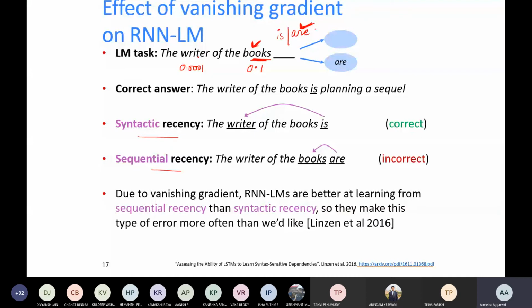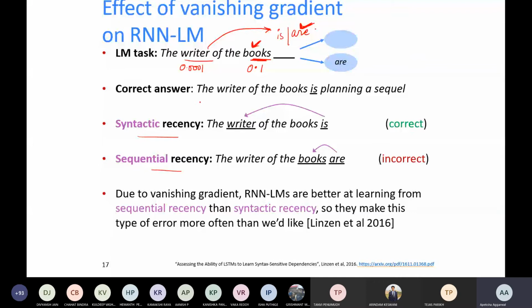Although, because this sentence is talking about the writer, not about the books, it should be "is". So what happens is, a recurrent neural network considers the nearest dependency. It gives the nearest words more value than the words which are at a much farther distance.